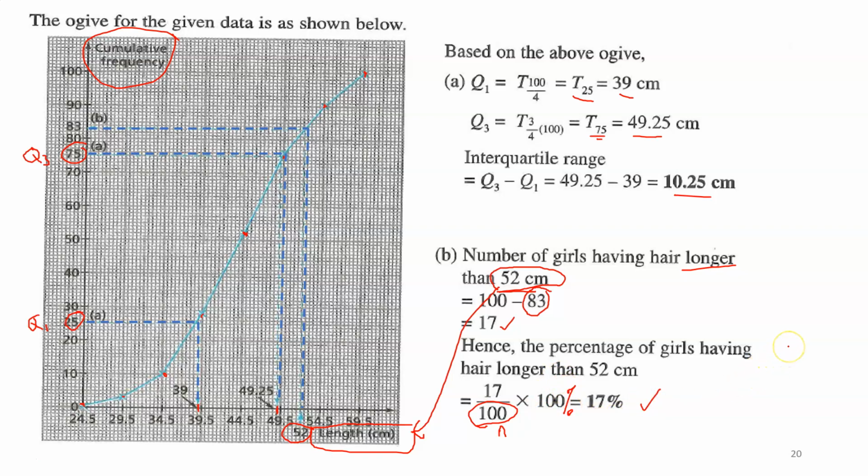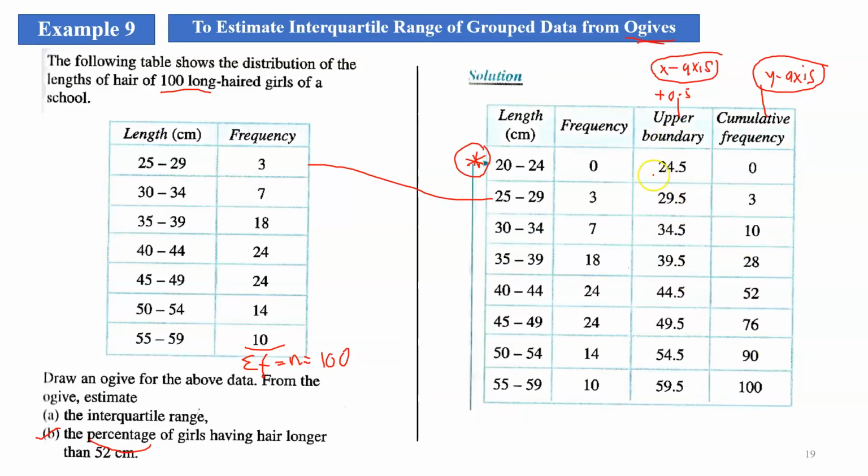Okay, that's it. Quite easy kan? Yang susahnya dekat sini saja. Untuk you create new, sebelum you create your ogive, untuk ogive, kena ingat you kena guna upper boundary and cumulative frequency.